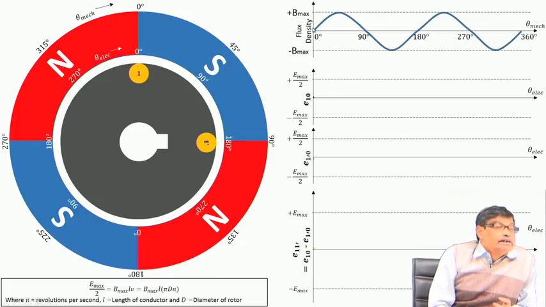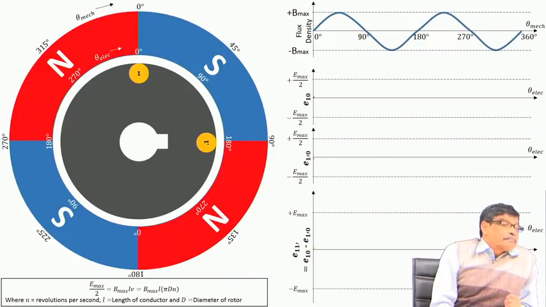So, this is the B distribution in space. In space, B is changing like this. If lines of force are entering the south pole, I have assigned a positive sign. So, only the fundamental component we are thinking. So, B max sin omega t, this is the equation.